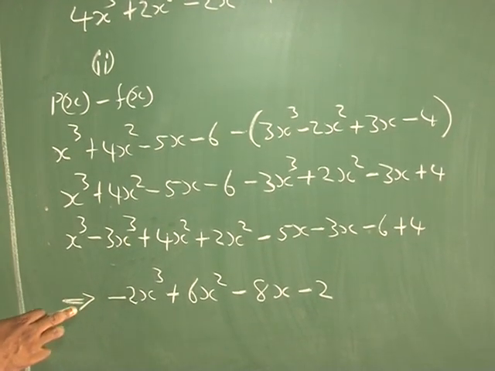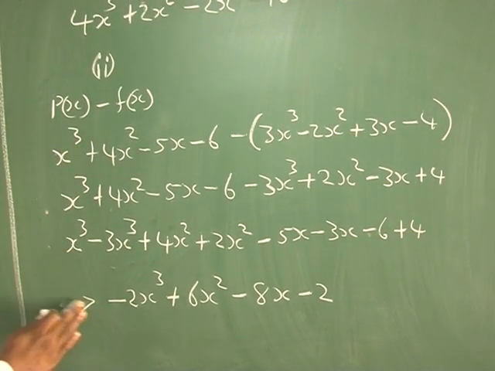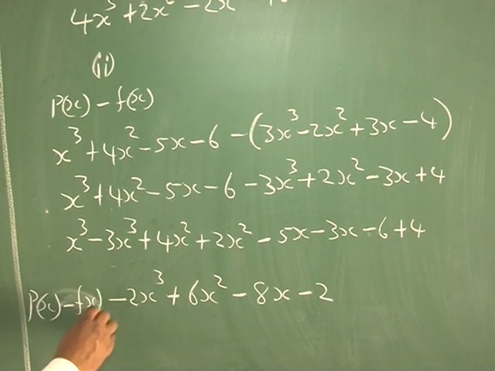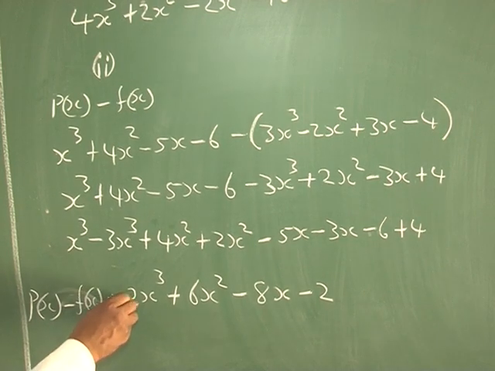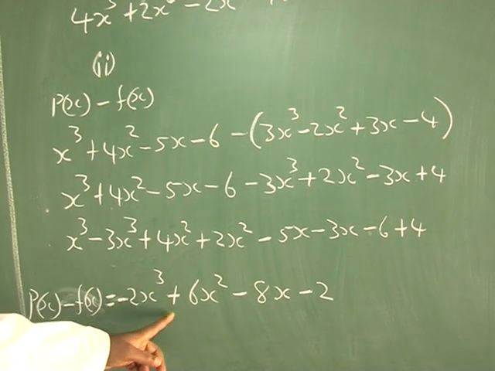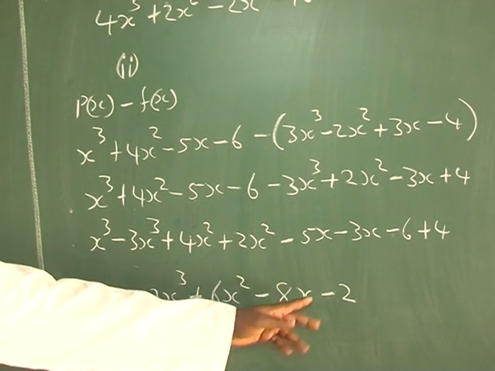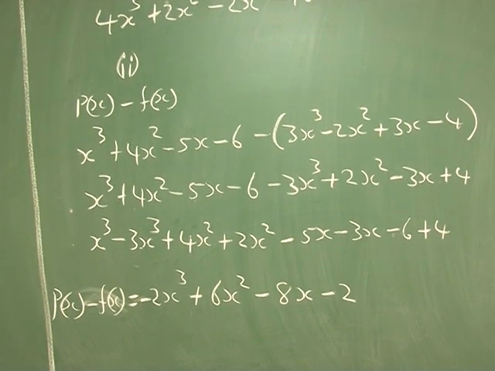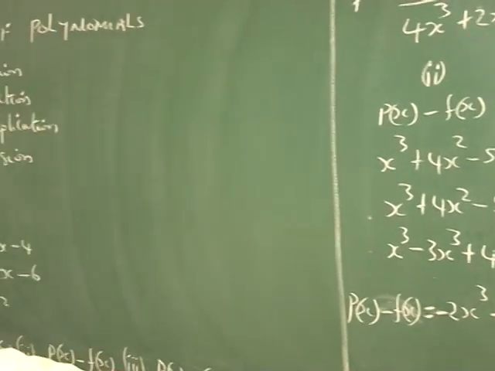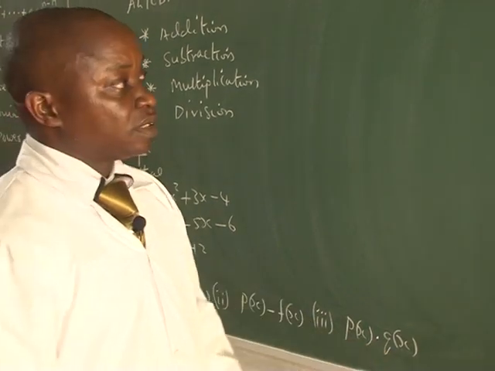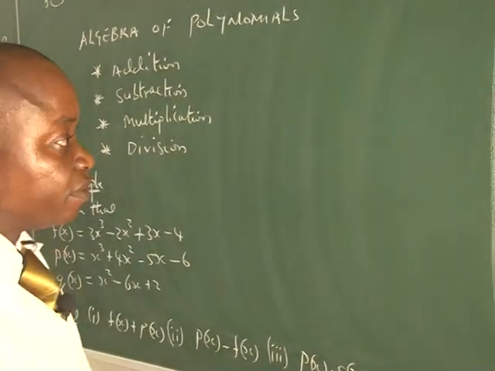So this is p of x minus f of x. So it is equal to minus 2x cubed plus 4x squared minus 8x minus 2. That is how subtraction of polynomial is done. It's a very easy one. Now, in II, we talk about multiplying p of x by q of x. So we'll also look at that now.